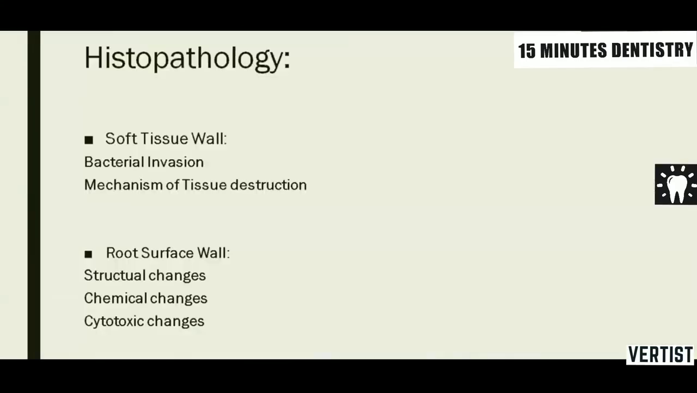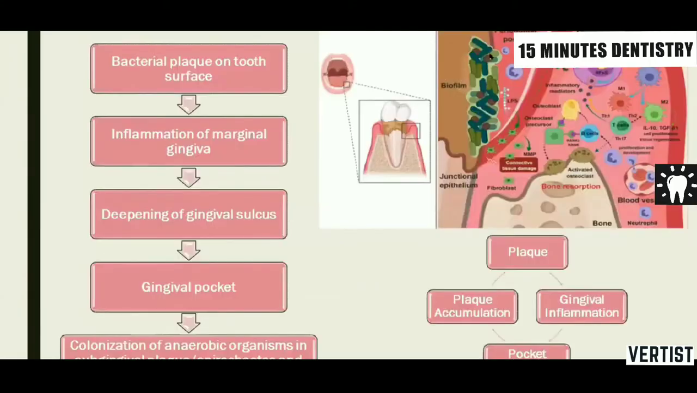Now let us see the root surface wall. Root surface wall shows structural changes, chemical changes, and cytotoxic changes. If you see here, bacterial plaque is continuously present on the root surface. As the pocket forms, the Sharpey's fibers which were present normally over here are destroyed. They result in the presence of pathological granules under the microscope. So structural changes you will see as areas of pathological granules. You will also see chemical changes, areas of remineralization and areas of demineralization. In a pocket you might sometimes see root resorption, because the root surface is now exposed to the oral cavity.